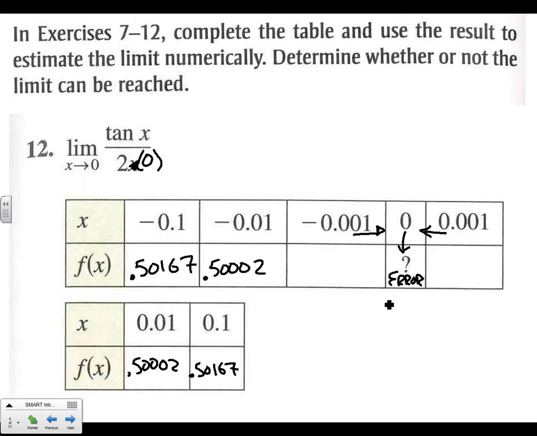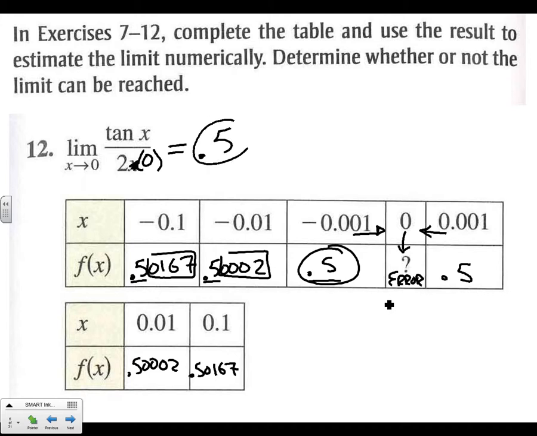And so you can see what's happening here. As we approach 0 in the x's, as we get closer and closer to 0 in the x's, our y values are getting closer and closer: 0.50167, 0.5002, just 0.5. So that's what we're approaching. So our limit here, as we approach 0, is going to be 0.5.